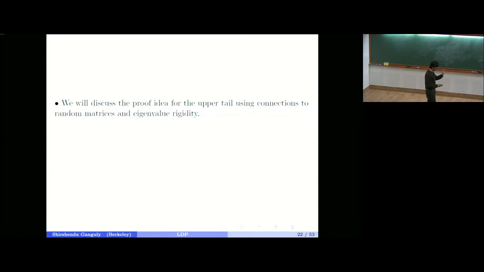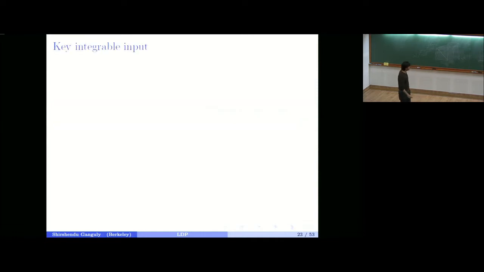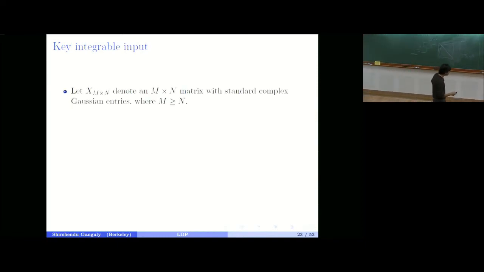Yeah, and so, if there is time, I'll talk about the lower tail, but for the moment, let's focus on the upper tail and try to prove this n to the 1/2 fluctuation. This is where I'll exploit connections to random matrices and eigenvalue rigidity. I'm not sure if I'll get there, but we have some results for the lower tail as well. Okay, so what is a key integrable input? This is where the Wishart ensemble comes into the picture.